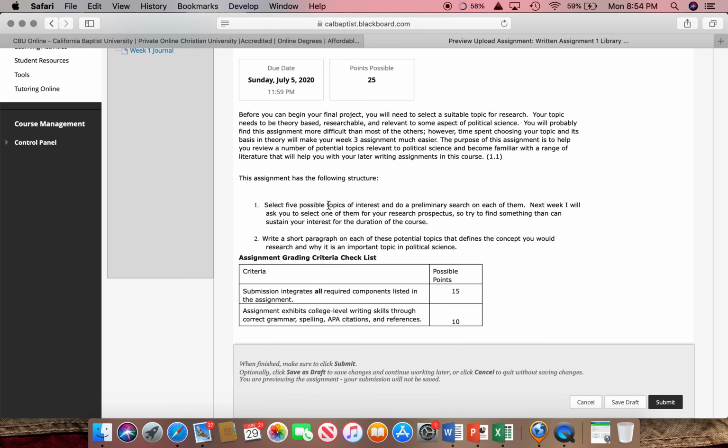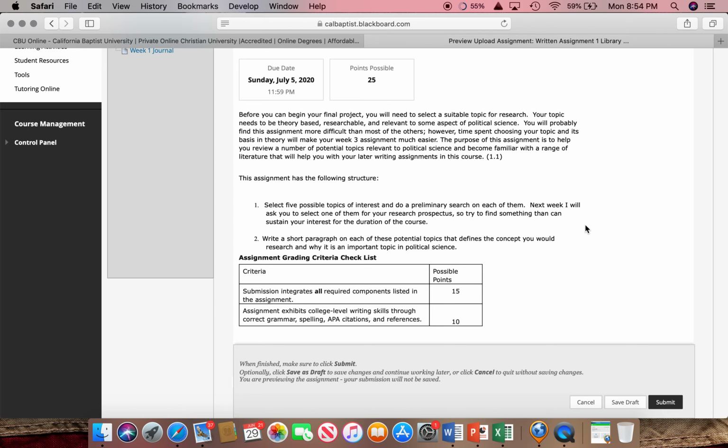Select 5 possible topics of interest and do a preliminary search on each of them. Next week, I will ask you to select one of them for your research prospectus. So try to find something that you can sustain your interest in for the duration of the course, and write a short paragraph on each of these potential topics that defines the concept you would research and why it is an important topic in political science.